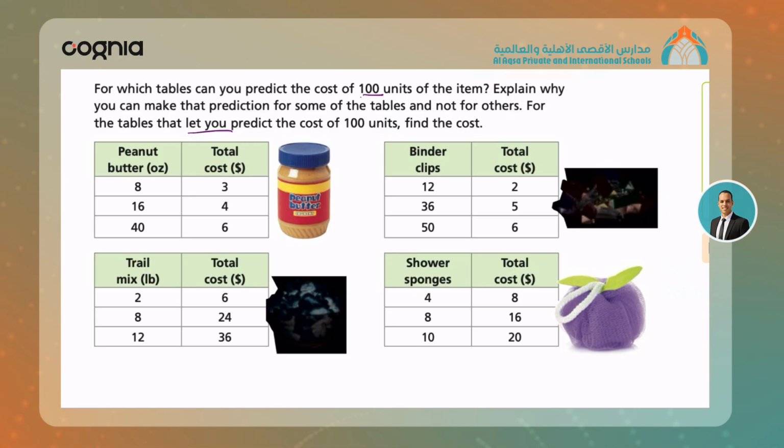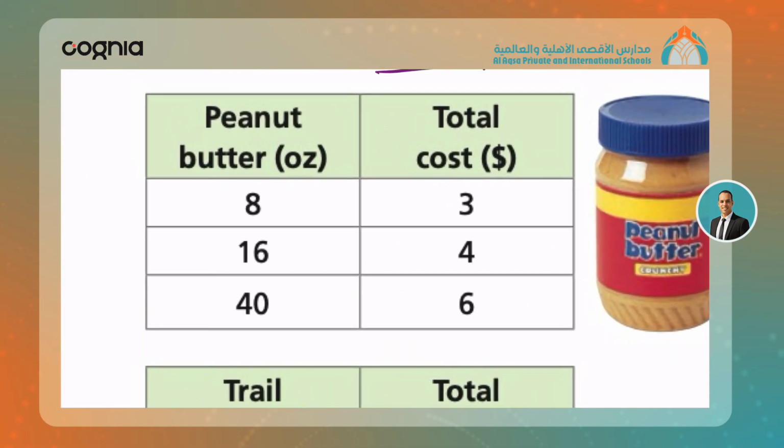So in order to predict the 100 units of the item, guys, we must have here equal ratios, or we have something called a proportional relationship. Okay, so we can get the cost of one and then just multiply it by 100 to get the cost of 100. But if the table shows relationships that are not proportional, the ratios are not the same, we cannot predict the total cost of 100. So let's see each table.